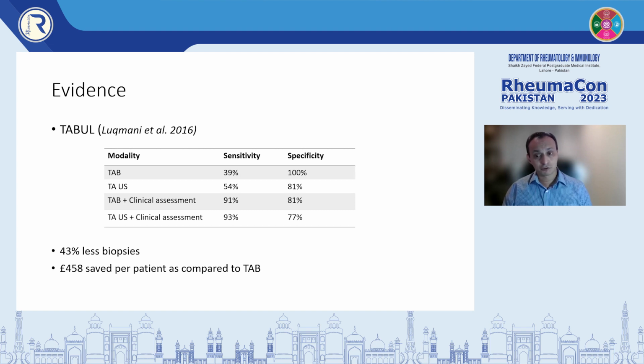The study also showed that if you are performing temporal artery ultrasound in the clinic, you can reduce the number of biopsies performed by 43% and save a lot of money for your hospital and for your department. I would say that that was a very early study, and currently we can save a much bigger number of biopsies than 43%.